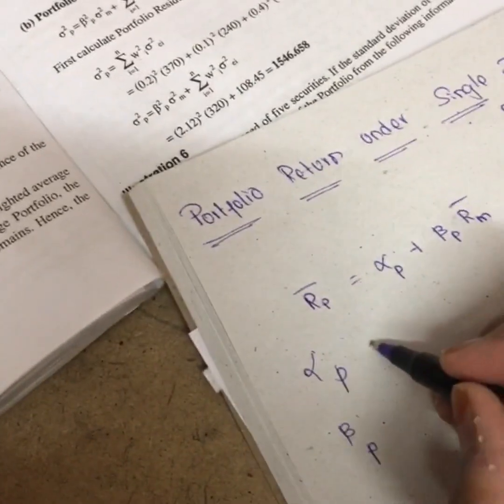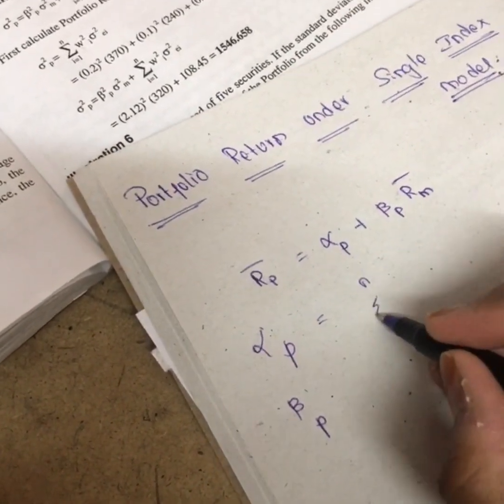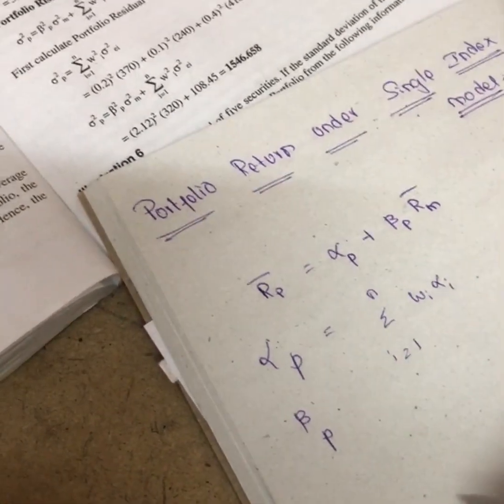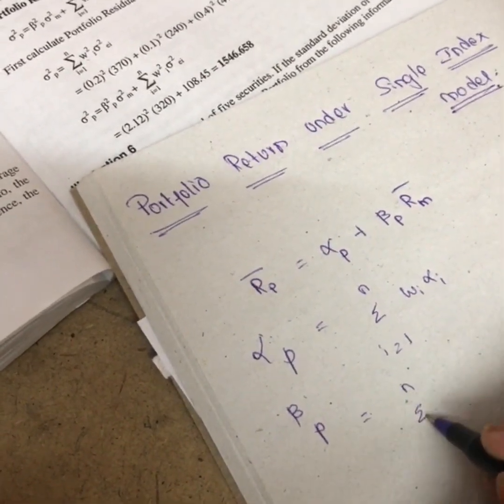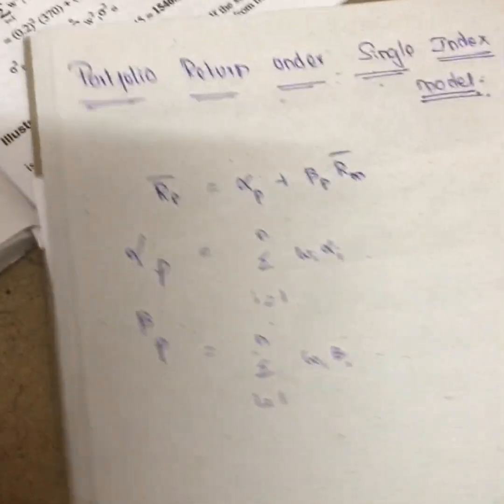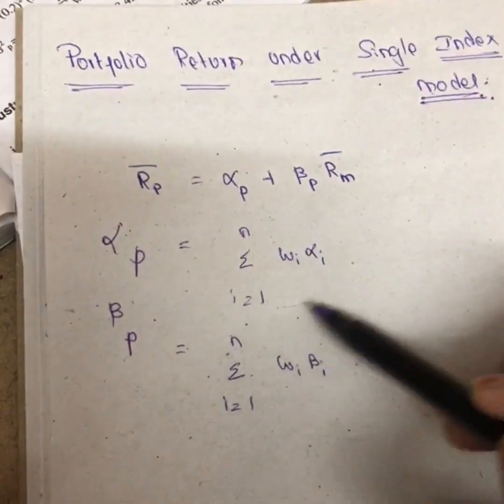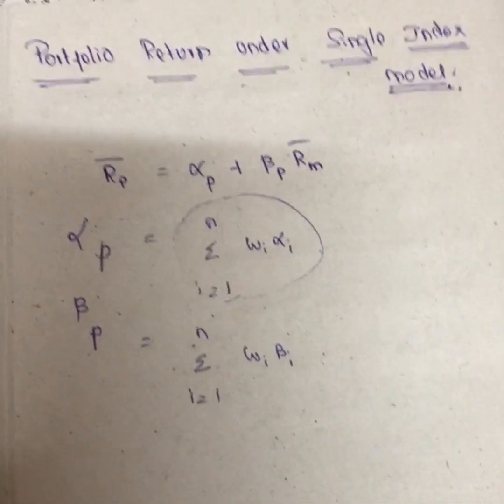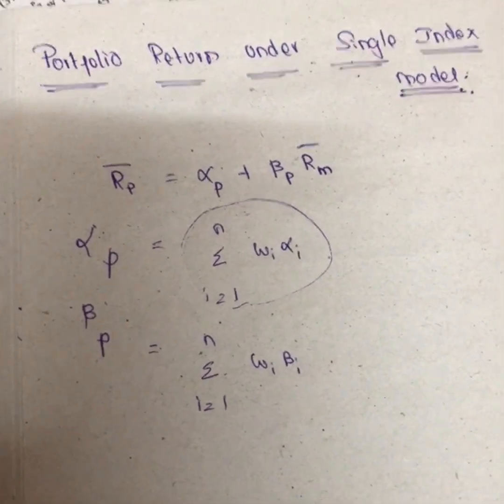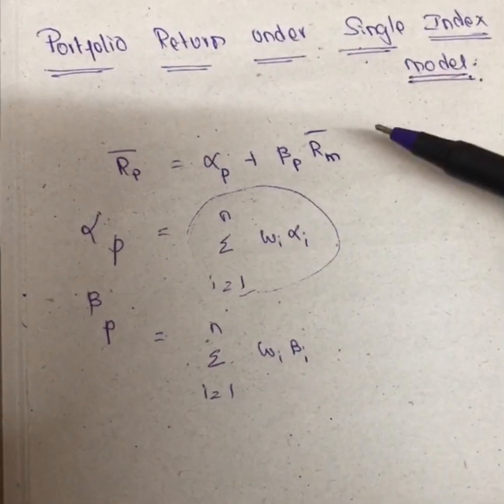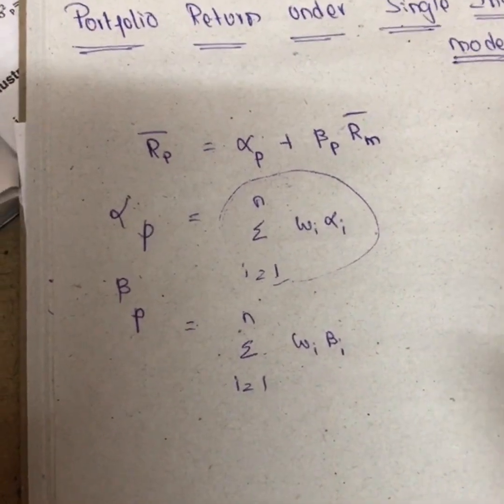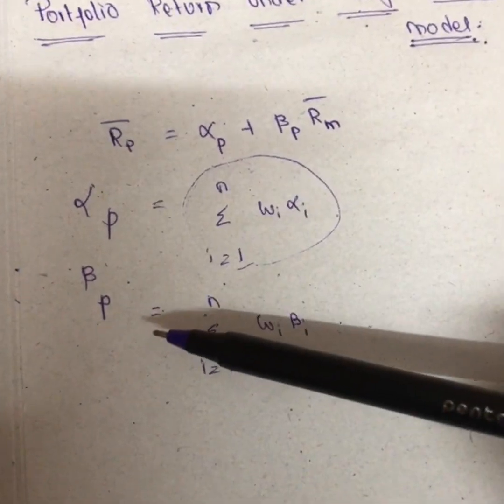Alpha P is the sum of i equals 1 to n of wi alpha i. And beta P is similar, the sum of i equals 1 to n of wi into beta i. I guess you remember this: when we calculate expected return, we multiply the returns with the weighted average. Same way here, we multiply the weights with alpha and with beta. That is what alpha P and beta P are, girls.